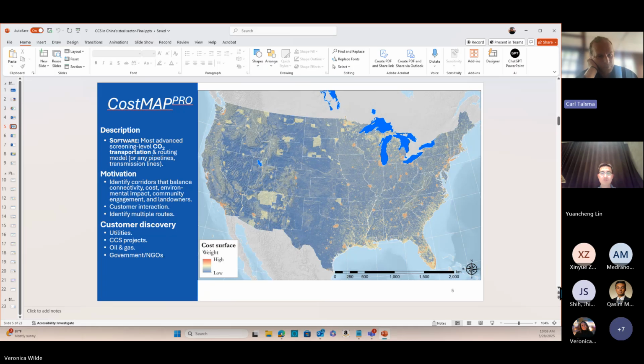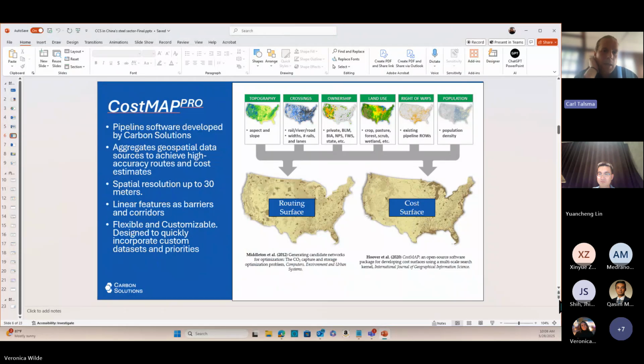So yeah, this is what our typical cost surface would look like for the US. You can see the software is collecting all these different types of geospatial data, like topography, crossings, which would be roadways, rivers, railways, and then things like land use, land cover data, existing pipelines, population density. These are all things that typically go into our CostMap Pro software.